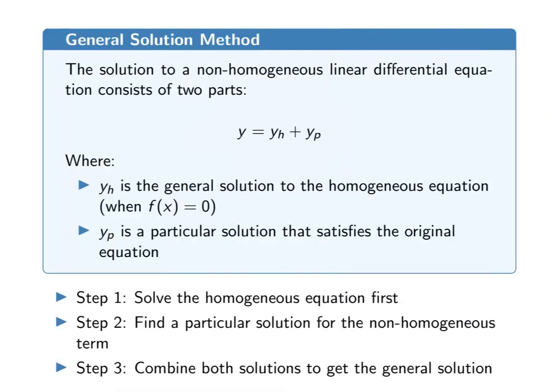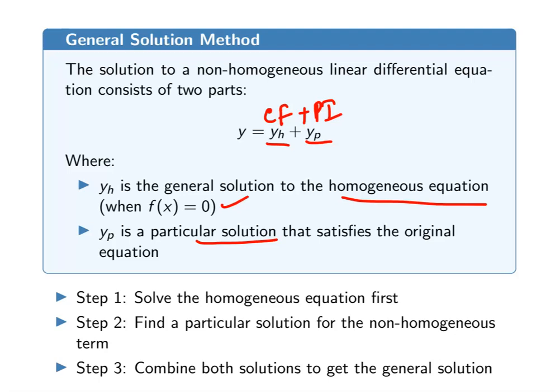The solution of the non-homogeneous linear differential equation consists of two parts: one is y_h, another is y_p, or you can write complementary function plus particular integral. Here y_h is the general solution to the homogeneous equation, when f(x) = 0, and y_p is the particular solution that satisfies the original equation.